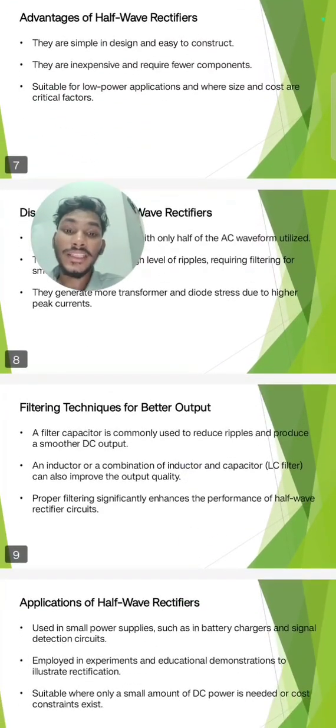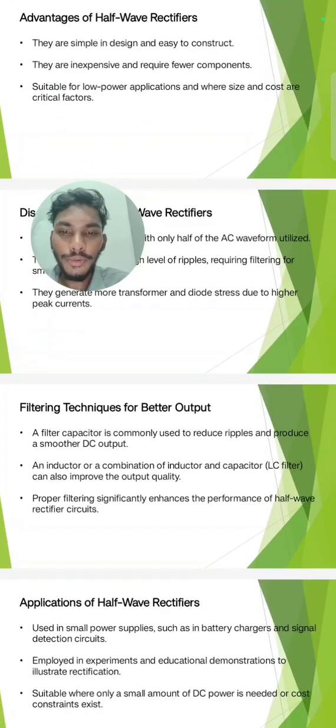So, filtering techniques for better output. If you want better output than what we got, a filter capacitor is used, as I said earlier. It is commonly used to reduce ripples and produce a smoother DC output. An inductor, or a combination of inductor plus capacitor, which we often call a tank circuit, can also improve the output quality. So proper filtering significantly enhances the performance of half-wave rectifier circuits.